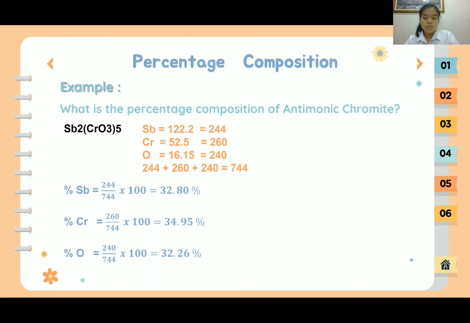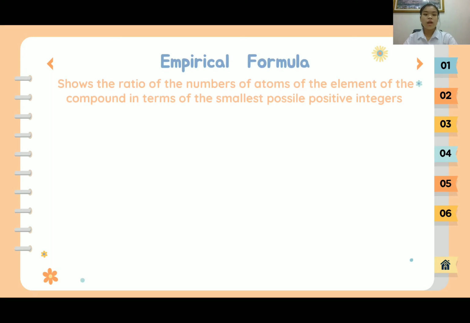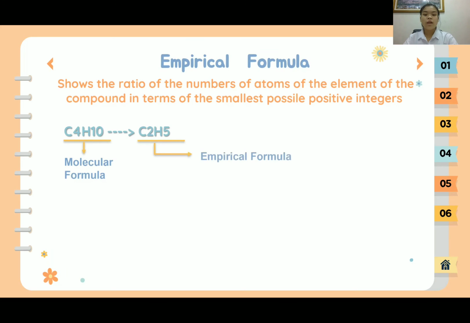Next is oxygen. Mass of the element is 240 and the mass of the compound is 744 times 100, equal to 32.26%. Here is empirical formula. Empirical formula shows the ratio of the number of atoms of the element of the compound in terms of the smallest possible positive integers. For example, butane, which is C4H10, into C2H5. C4H10 is the molecular formula and C2H5 is the empirical formula.